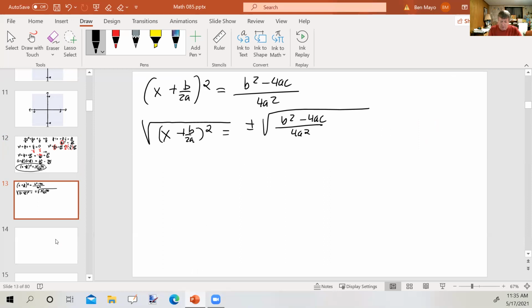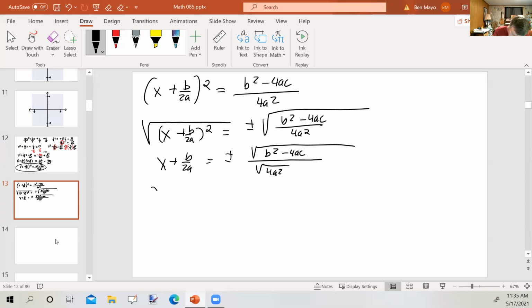Okay. On the left side, I now have x plus b over 2a. On the right side, plus or minus, I'm going to take the numerator and the denominator and split them up. So the numerator is the square root of b squared minus 4ac. The denominator is the square root of 4a squared. Okay. So now I've got x plus b over 2a equals plus or minus the square root of b squared minus 4ac all over. Well, the square root of 4a squared would be 2a.